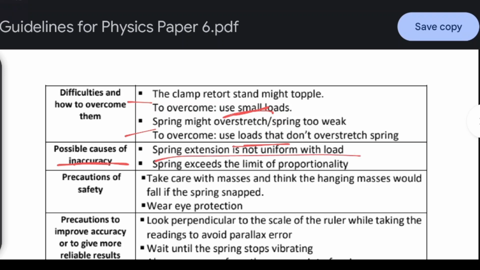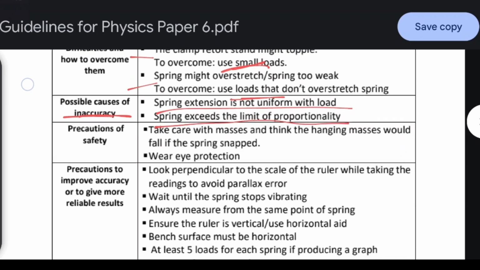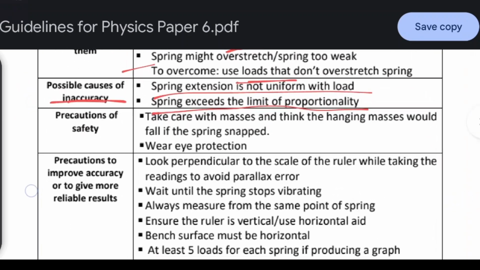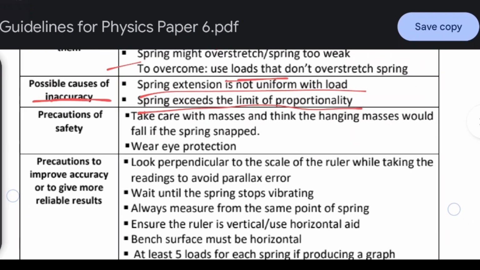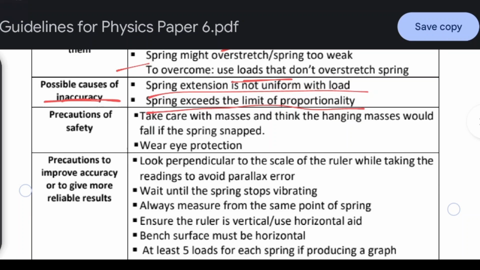This one is not following Hooke's law. The spring exceeds the limit of proportionality, as we discussed before. So these are two possibilities of inaccuracy. What are the precautions of safety? Take care with masses, and think: the hanging masses would fall if the spring snapped.